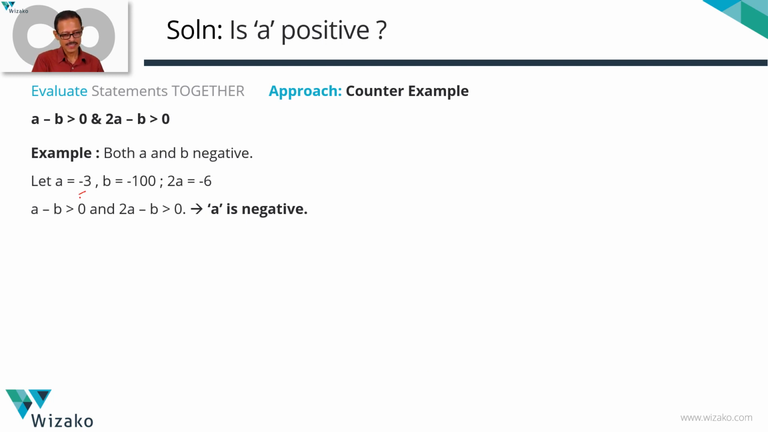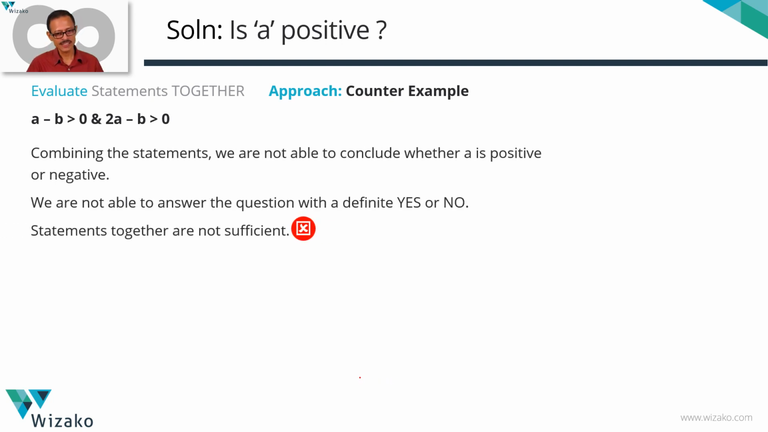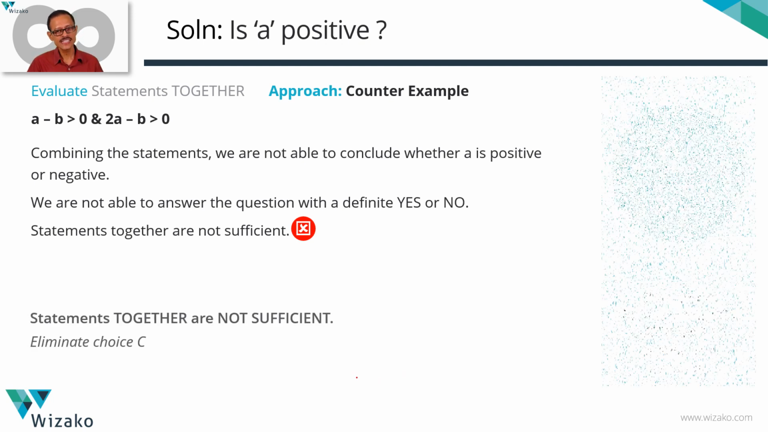Going with an example, A is minus 3, B is minus 100, both 2A and A are greater than B. Is A positive? No, the answer is no to this question. Looking at this example, A is 20, B is 15, 2A therefore becomes 40. 20 is greater than 15, 40 is greater than 15. So A is greater than B, 2A is greater than B. Both the statements hold good. In this case, is A positive? Yes. So we have found an example with no, found an example with yes. A counterexample exists, which means that the data is not sufficient despite combining the statements. Choice E is the answer to this question.